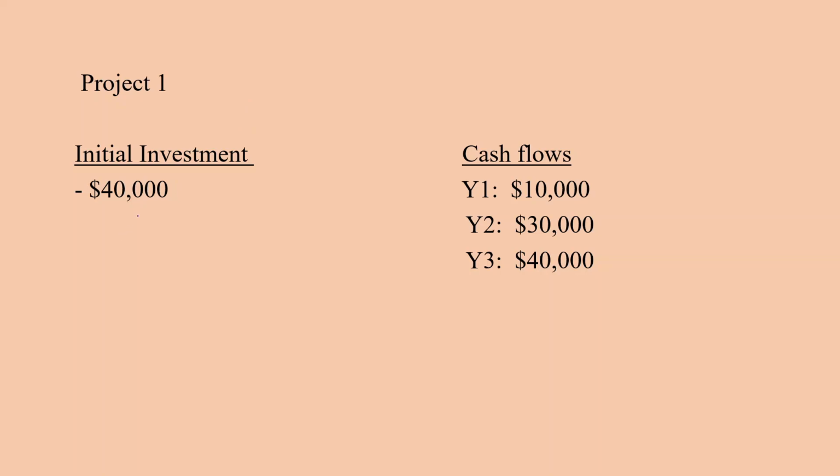We have a project which requires an initial investment of $40,000, and the project promises you the following cash flows in the coming 3 years. In year one, you get $10,000. In year two, you get $30,000, and in year three, you get $40,000. So you can say that this project pays back your initial investment in 2 years, right? In year one, you get $10,000, and in year two, you get $30,000, which is equal to $40,000. So in 2 years, this project will pay back your initial investment.